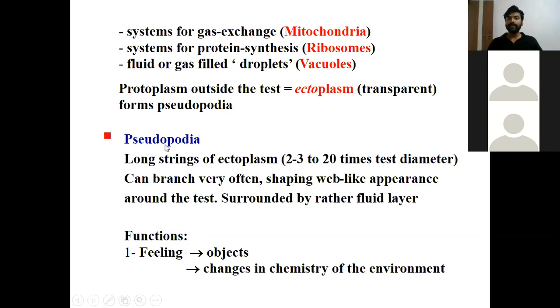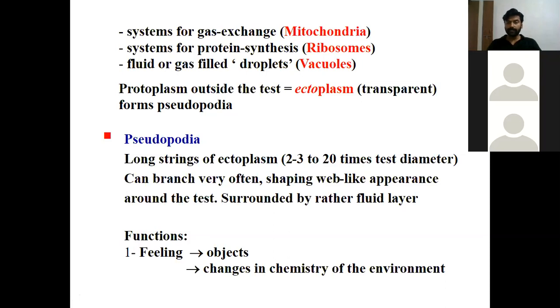Likewise, the pseudopodia increase the extension of the organism. They can branch very often, shaping a web-like appearance around the test, surrounded by rather fluid layers. These pseudopodia come in different shapes: they can be single strings, they can be branching, they can be a web-like pattern. There are different kinds, and they just float and move to gather the food.